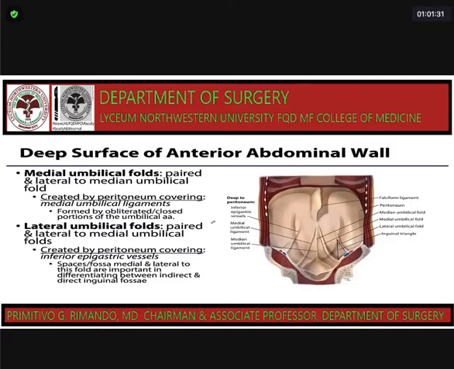But when they transitioned into the neonatal circulation, these arteries and vessels started to fibrose, and they end up becoming these ligaments. Your median umbilical fold is of course your urachus. Your medial umbilical folds were umbilical arteries before.